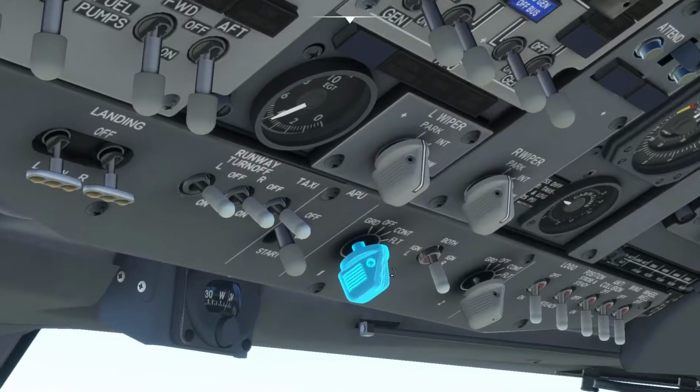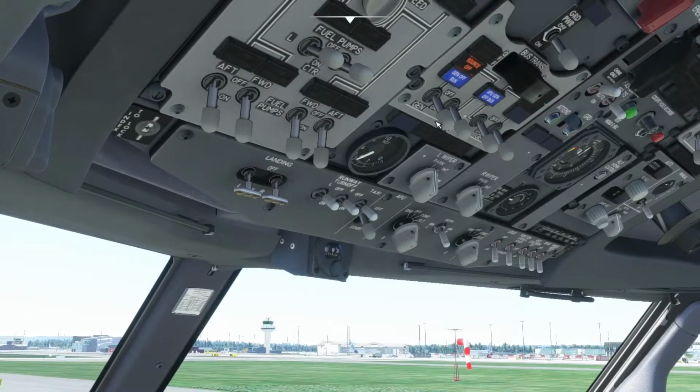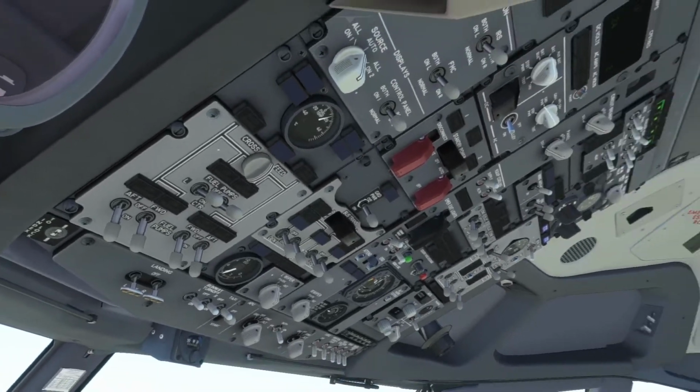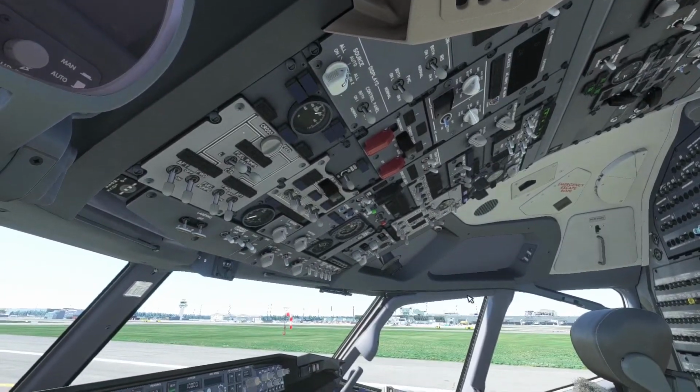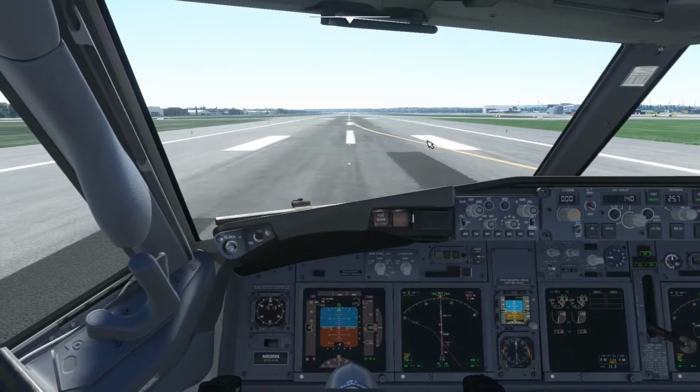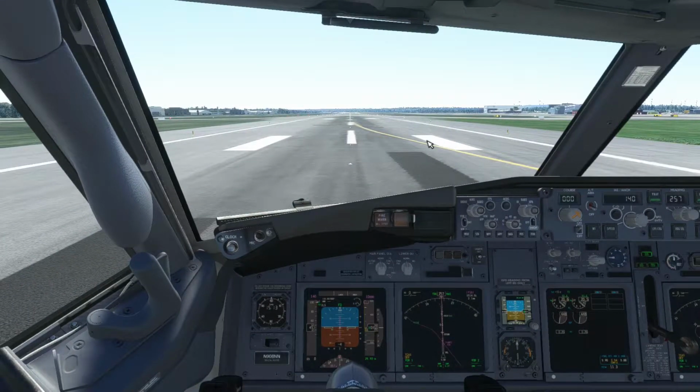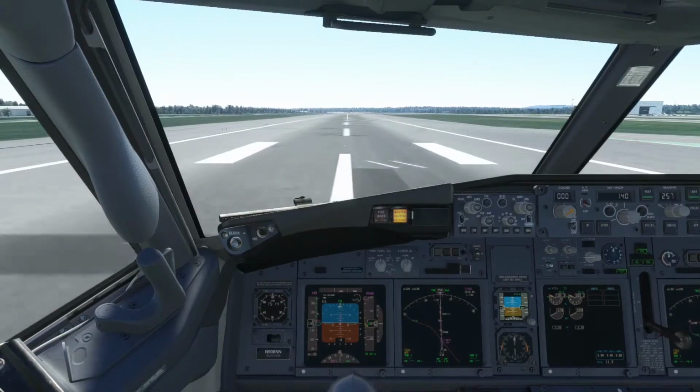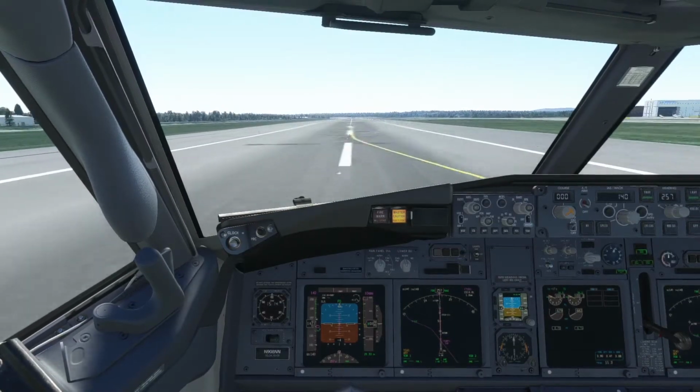So you just set the engines to continuous, set the generators and set the APU to off, and now we are ready for takeoff. So let's go ahead and get the plane lifted off and then we'll go through how to fly the ILS. V1, rotate. Go and rotate.